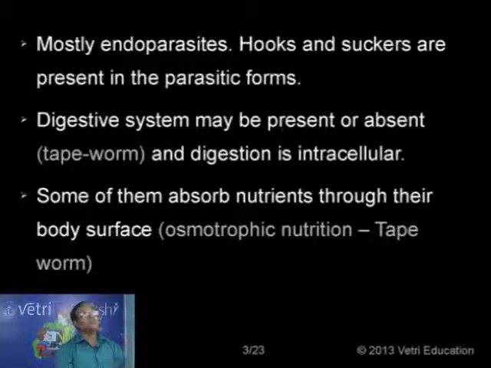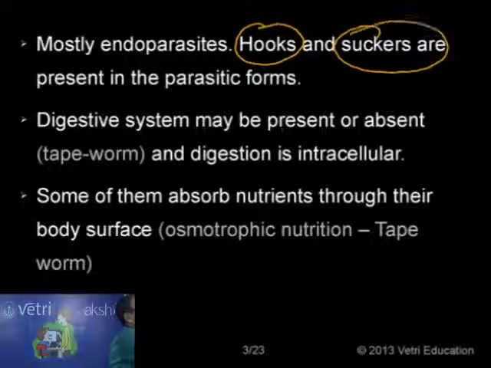The parasitic forms always have some adaptations for attachment to the body of the host, and for that they have hooks and suckers. Either they have suckers alone or both hooks and suckers for attachment. They act as holdfast organs or for sucking food from the host. It is one of the parasitic adaptations in such parasitic flatworms.